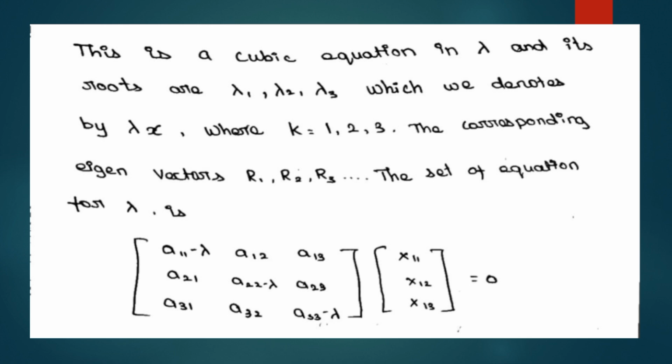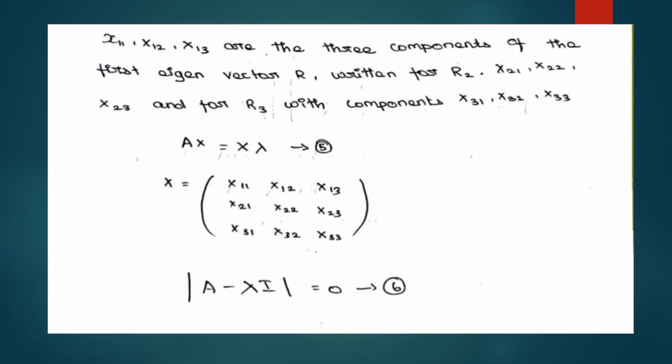Its roots are lambda 1, lambda 2, lambda 3, which we denote by lambda k, where k is equal to 1, 2, 3, with corresponding eigenvectors r1, r2, r3. The set of equations for lambda is the matrix A11 - lambda, A12, A13; A21, A22 - lambda, A23; A31, A32, A33 - lambda, times the matrix x11, x12, x13, equal to 0. x11, x12, x13 are the three components of the first eigenvector r; similarly for r2, x21, x22, x23, and for r3 with components x31, x32, x33. AX = X lambda, and this is equation 5. X is the matrix x11, x12, x13, x21, x22, x23, x31, x32, x33.